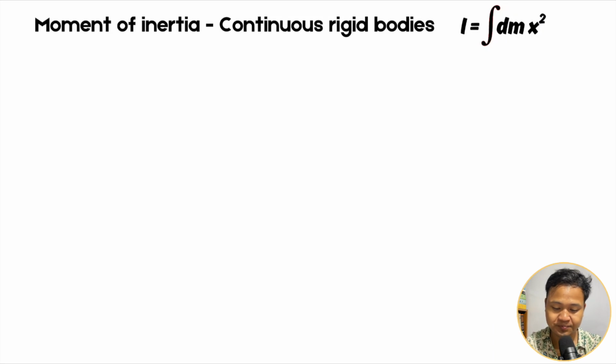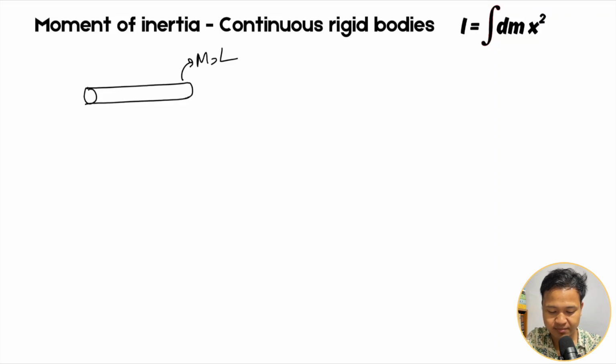Okay, so see, I have a rod here. The rod has mass m and length L. The moment of inertia about this axis is ml square divided by 3. We can apply the theorem. So using integration, how do you solve this?